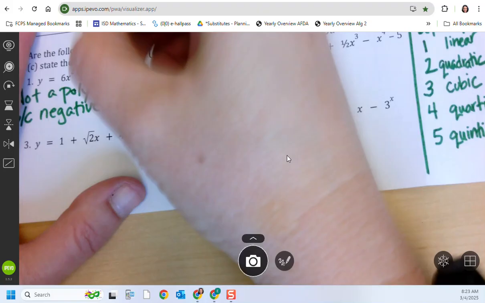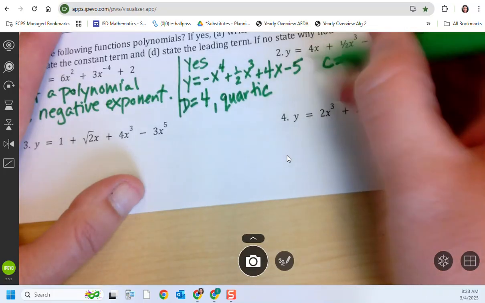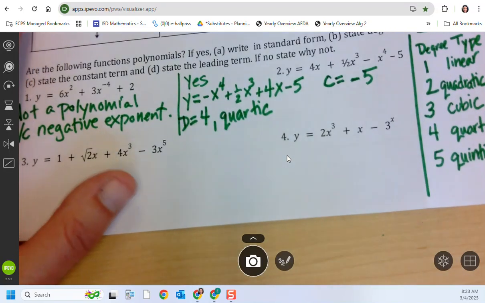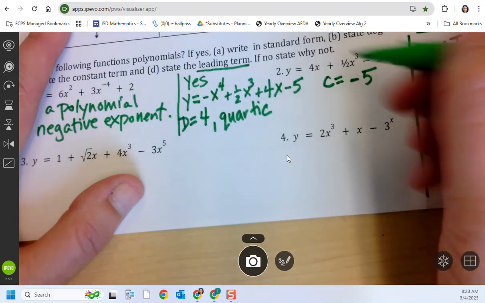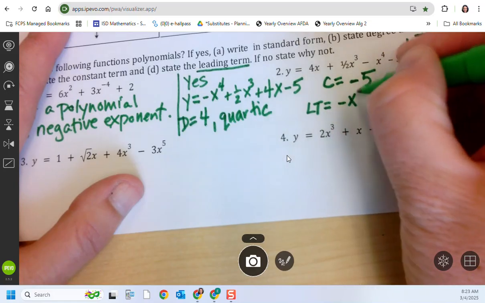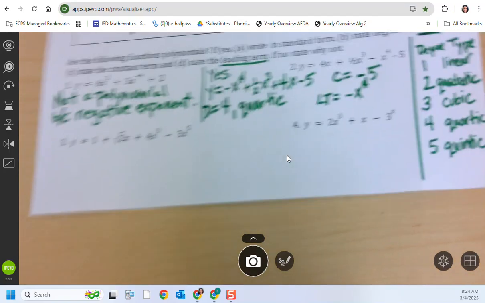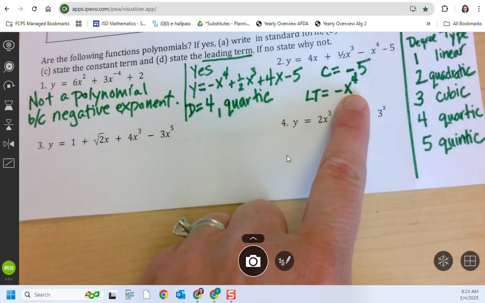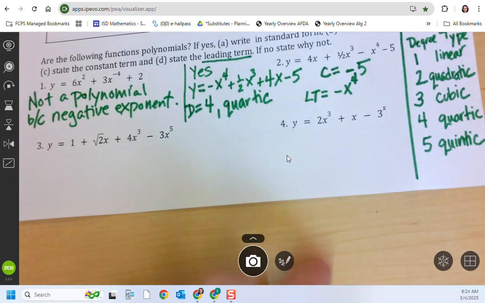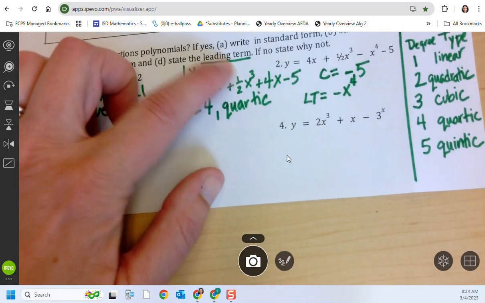Okay, it asks for the constant term. The constant term is the one without an x, so that would be the -5. And it asks for the leading term. The leading term is the term with the biggest exponent. Leading term is -x to the 4. When you're doing your Delta Math at home, sometimes it will ask you for the leading term like that, and sometimes it will ask you for the leading coefficient. The leading coefficient would just be that number in front, -1. The leading term is the whole term with the biggest exponent. You can see the biggest exponent was 4, and then this is the whole term.